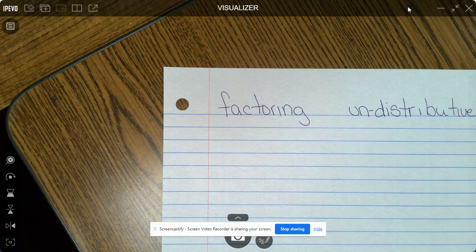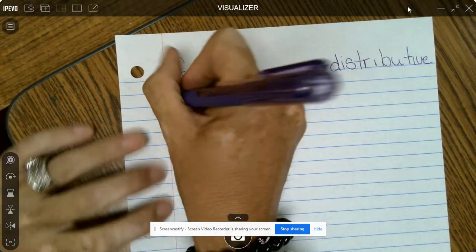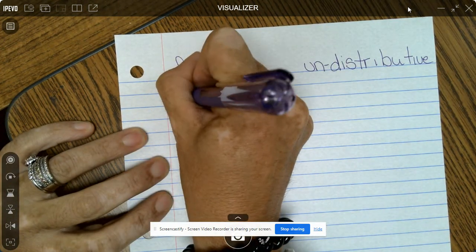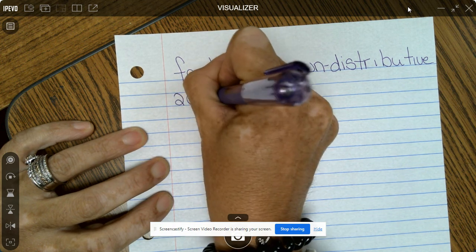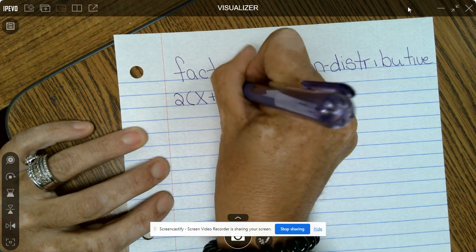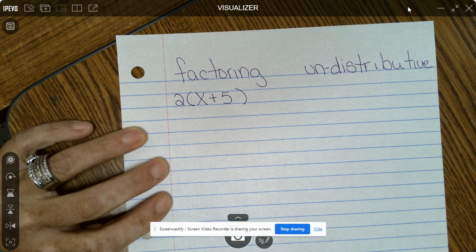All right. So this is what everything that we just did going forward, and we put it into our hug. We're going to deconstruct our hug now. So let's take a look at what this looks like. So we talked about if you guys had 2 times x plus 5. Now if we were to do the distributive property, what would we multiply here?